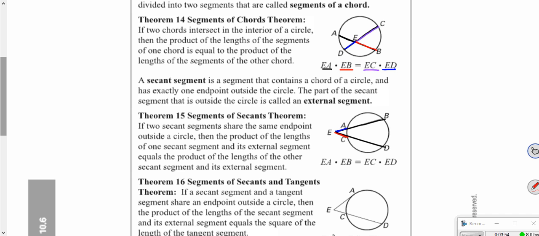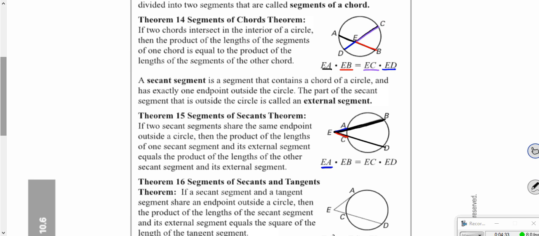So it says on theorem 15, if two secant segments share the same endpoint outside the circle, in this case, that's point E, out here, then the product of the lengths of one secant segment, that's the whole thing, and its external segment equals the product of the lengths of the other secant segment and its external segment. So hang with me here. So EA, we already have marked as blue. So blue times the whole EB, the whole black.